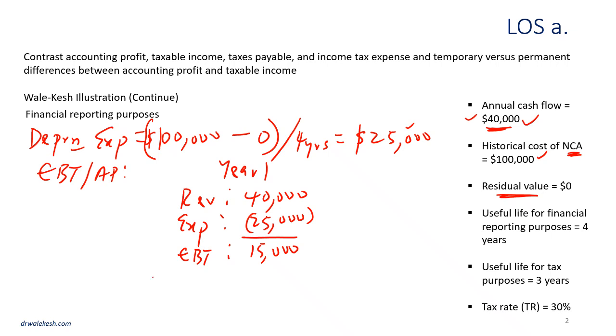I need to compute the income tax expense. To compute the income tax expense, I will have to multiply by the tax rate. The tax rate is 30%. Solving for this, I have 4,500 US dollars.